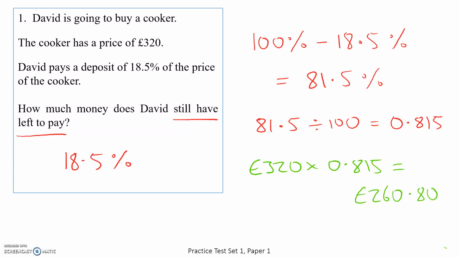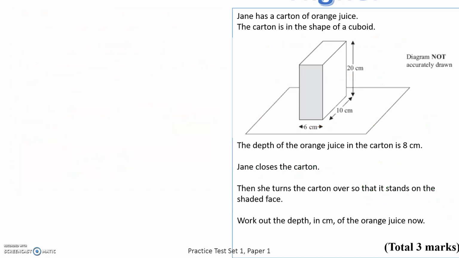Okay, if you got the multiplier as 0.815, excellent. And then if you used that to multiply by 320 and got £260.80, fantastic. Now obviously, if we add that up together with our £59.20 from the last question, that should give us our 320, and it does. So we're good to go. Now onto the higher tier question.